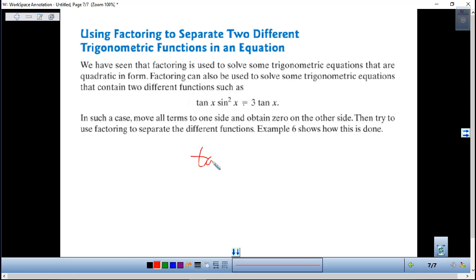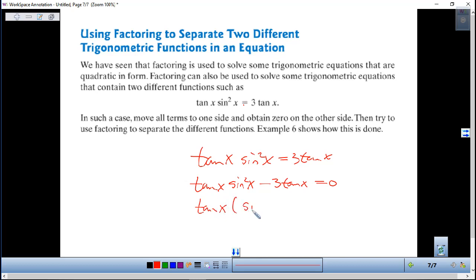What you would do, you've got tangent x sine squared x equals 3 tangent x. You're going to move that to the other side, not by division, by addition and subtraction. Tangent x sine squared x minus 3 tangent x equals 0. Once you get it equal to 0, then you can factor. And we have a common factor of tangent x. We've got tangent x factored out, and we've got sine squared x minus 3 left inside equals 0.